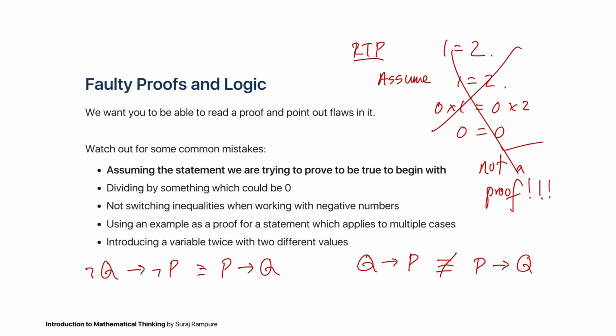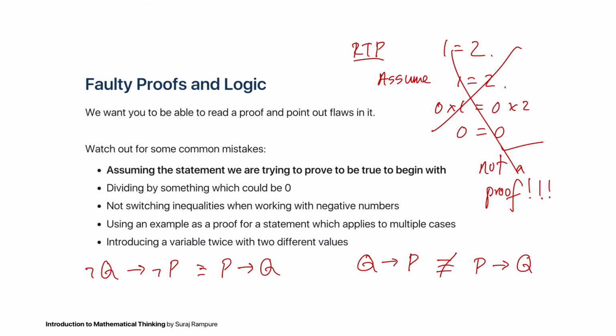Yeah? So it says using an example as a proof for a statement applies to multiple of the cases, but why would that be bad if you take care of multiple cases with one example? Yeah, so I guess this line doesn't make a whole lot of sense. Let me think about that and get back to you, if that's okay. Cool. Any other issues with this?